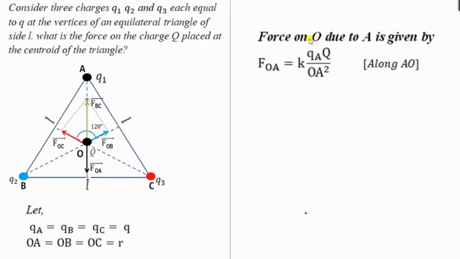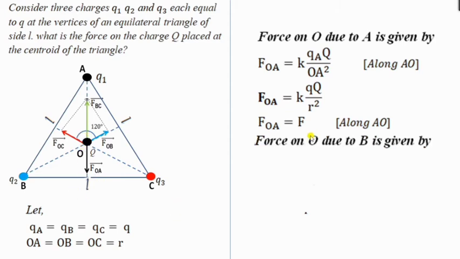So now force on Q due to A is given by K QA and capital Q divided by OA square. So if you put the values, QA, QB, QC is Q, and this charge out here is capital Q, K divided by R square. So I'm considering this to be F. So KQQ by R square is F, and this force is along AO. It is going from A towards O, so the direction is AO.